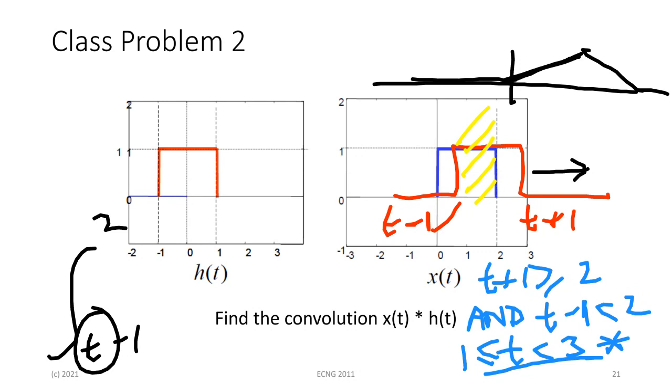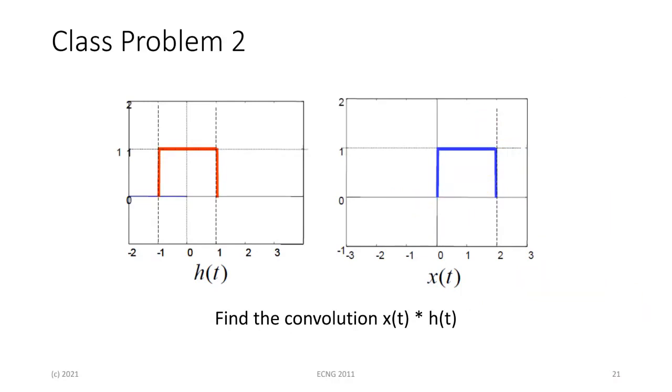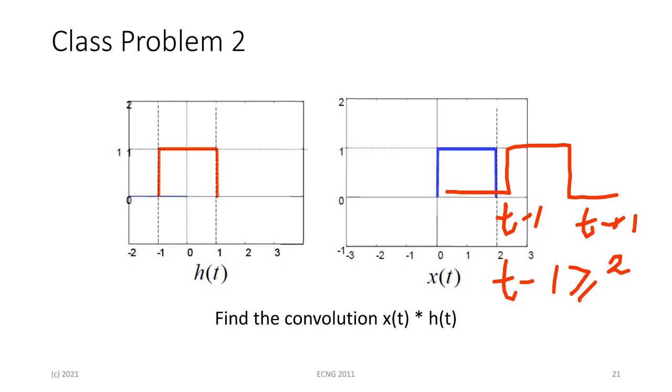Right? So we had the first zone, no overlap. We had the second zone that we just did. This is the third zone. So the fourth and final zone for this will be when h of t minus tau is like this. So this is t plus 1, and this is t minus 1. So the final zone is when t minus 1 is greater than or equal to 2, which is t greater than or equal to 3. And they do not overlap at that point in time, so the answer for the convolution there is 0. Right? Fair enough?